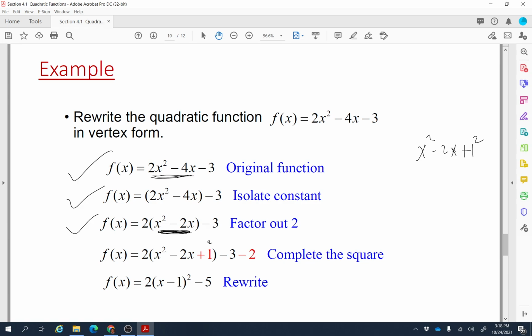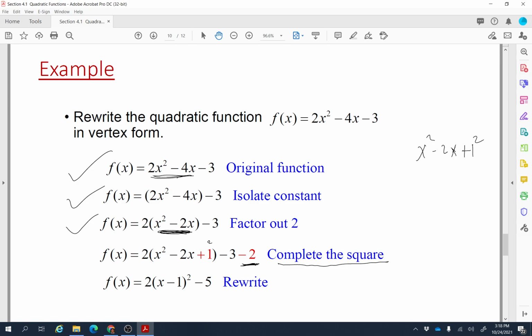So I cannot just add any number in the function. To make balance, I also have to subtract the very same number. This technique is called completing the square. So I can add 2 and then subtract 2.